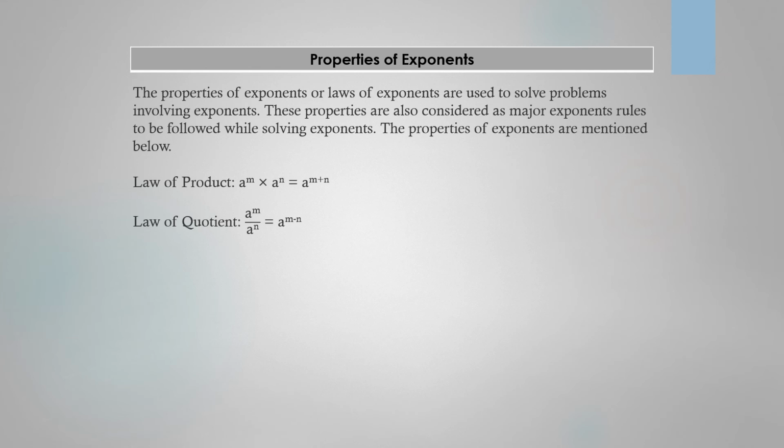Law of quotient. a raised to m by a raised to n equals a raised to m minus n. Law of zero exponent. a raised to 0 equals 1. Law of negative exponent. a raised to minus m equals 1 by a raised to m.